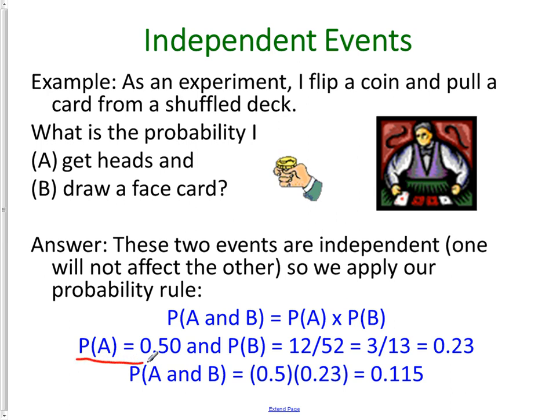Well, the probability of flipping heads in a fair coin is going to be 1/2 or 0.5. The probability of event B, drawing a face card from a standard deck of 52 cards, well, there are 12 face cards out of 52, that is 0.23. So the probability of events A and B occurring is just going to be the product of 0.5 times 0.23, which is 0.115.